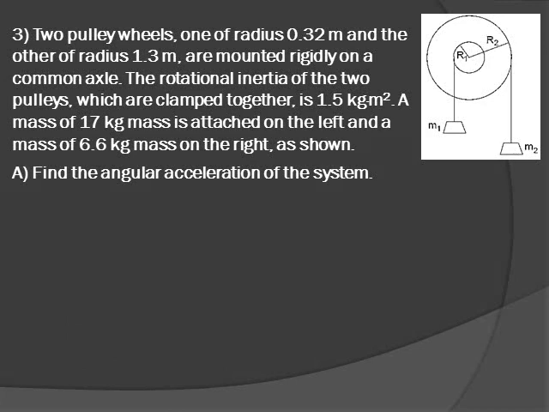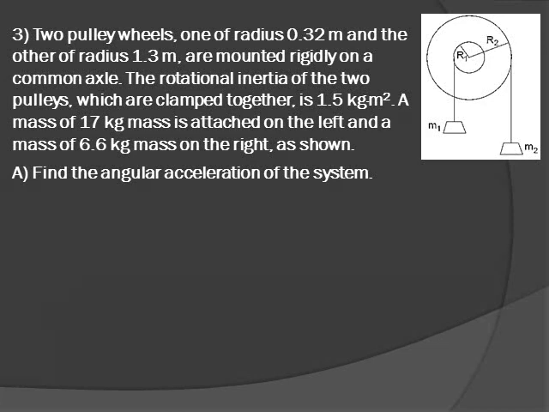The rotational inertia of the two pulleys, which are clamped together so they don't move at different speeds, they both are going to be moving together, is 1.5 kilogram meters squared. A mass of 17 kilograms is attached on the left side, and on the right side is a 6.6 kilogram mass. So we need to find the angular acceleration of the system.